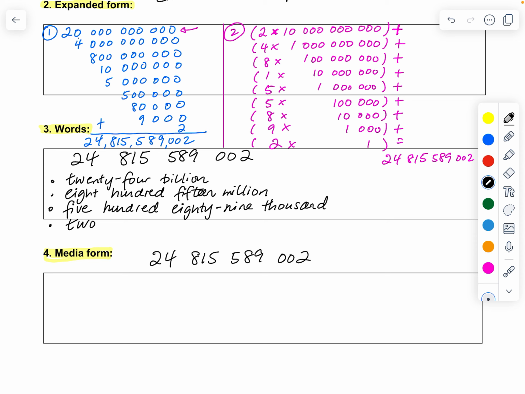Now, think to yourself, would you typically see this number, 24,815,589,002, reported in any sort of media that you see, like thinking particularly social media, right? Maybe this is the number of likes that someone has on a video in TikTok or Instagram or YouTube. Think about this number being reported as maybe a country's population, right? How would a number like this be reported in the media?